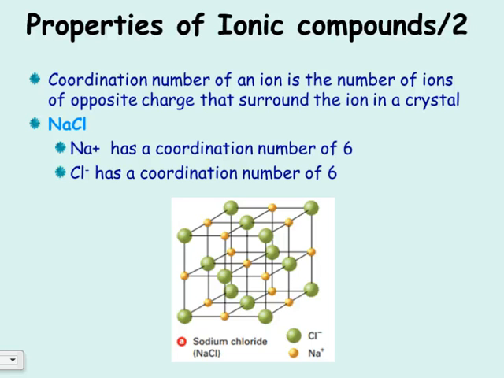Coordination number. The coordination number of an ion is the number of ions of opposite charge that surround the ion in a crystal. For example, sodium chloride has a coordination number of 6, and chlorine has a coordination number of 6. Again, here you can see it. We have 1, 2, 3, 4, 5, 6. Top and bottom, front and back, left and right. The chlorine ions would be the green, the red is the sodium ions.